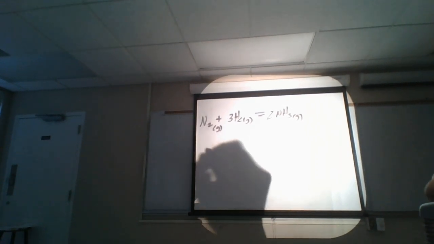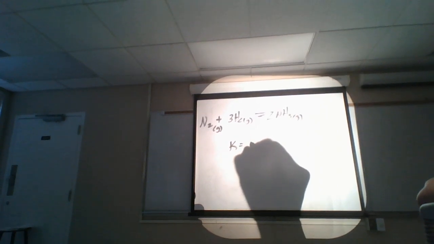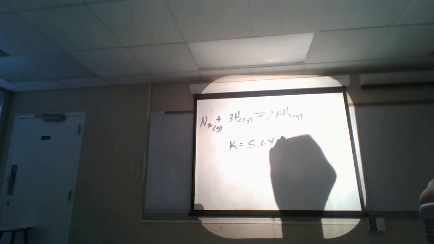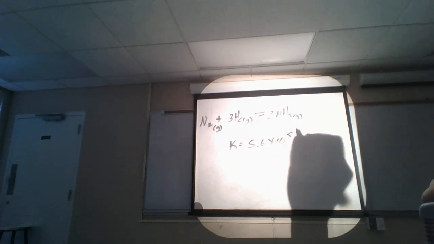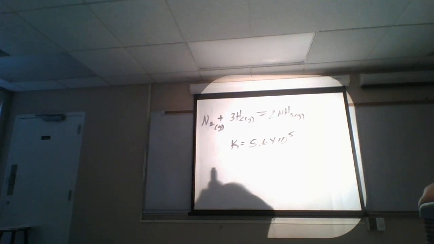All right, now, the K for this reaction we said was 5.6 times 10 to the 5th power, which is a large K. What if we flip that reaction around and half that reaction? Let's see what we can do.